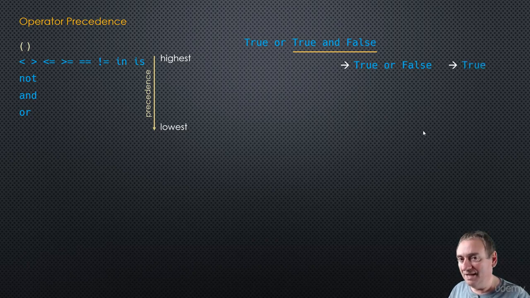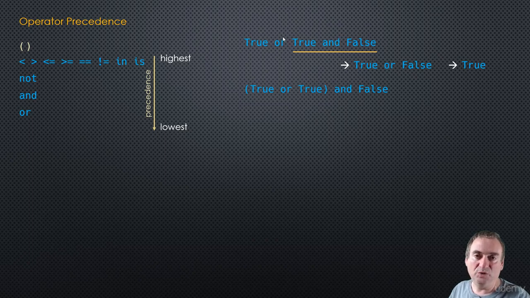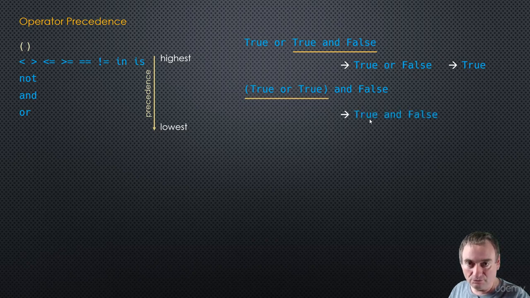Now, this is not the same as if we had done it the other way. And so to make this clear, let's put parentheses around true or true. This will now force the OR to happen first, which wouldn't have happened here because of the precedence of AND being higher than the precedence of OR. In this case, because of the parentheses, we have to evaluate that first. So we're going to evaluate true or true. And true or true is true.